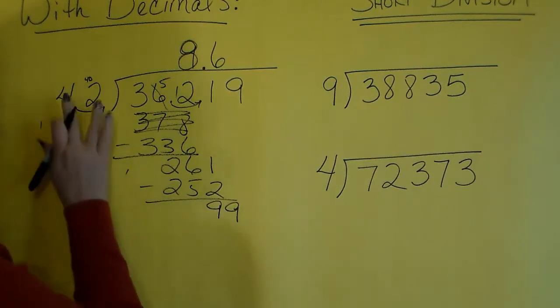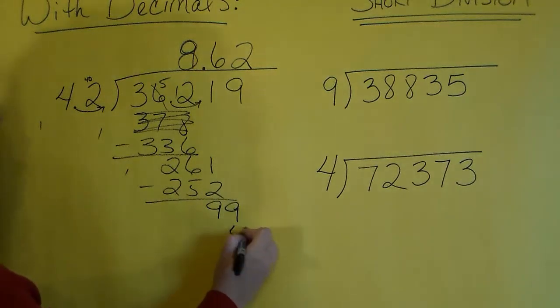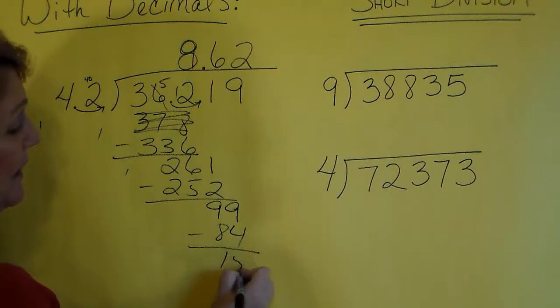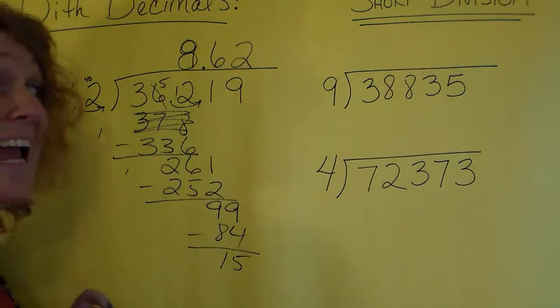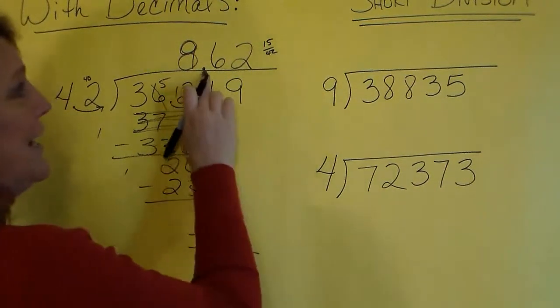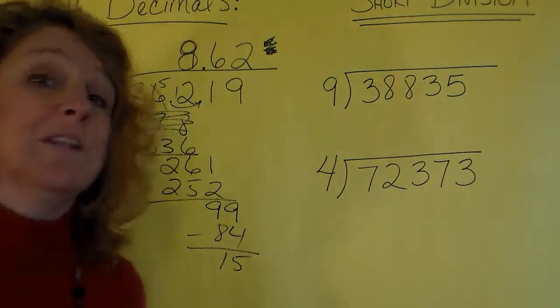I'm going to bring down my 9. 42 goes into 99 2 times. 2 times 2 is 4. 2 times 4 is 8. Subtract, and I'm going to get 15, and I'm probably going to keep going, and that's okay. Now, I can't say and 15 42s here because you can't have a decimal and a fraction. If you're already into decimals, you've got to keep going with decimals.